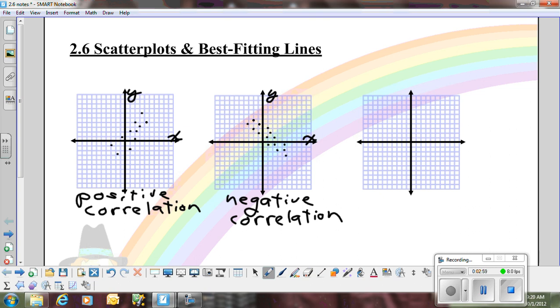Now, if I plot a bunch of points and they look something like this, there's no correlation. If it doesn't appear that there's any pattern there, as x gets bigger, y gets bigger, or as x gets bigger, y gets smaller, then we say that is no correlation.